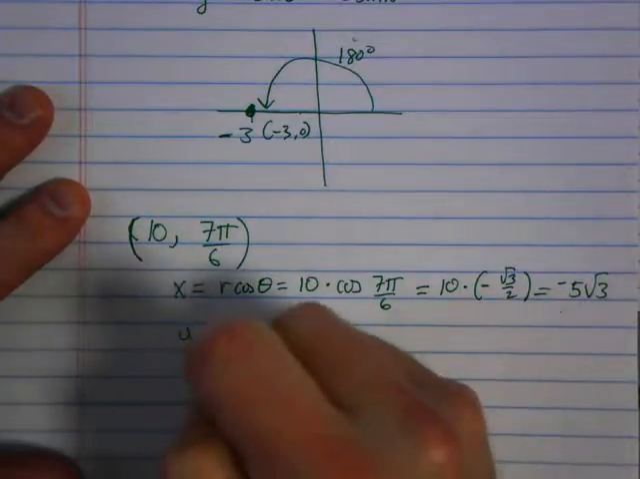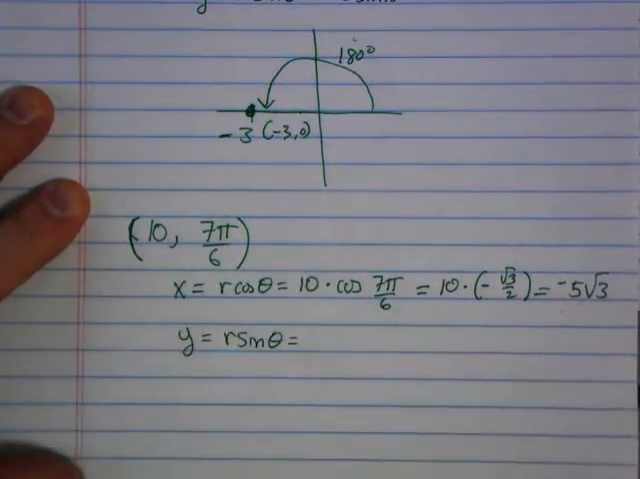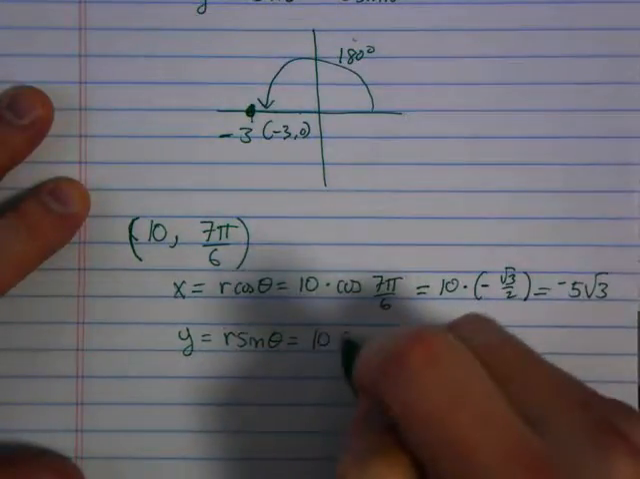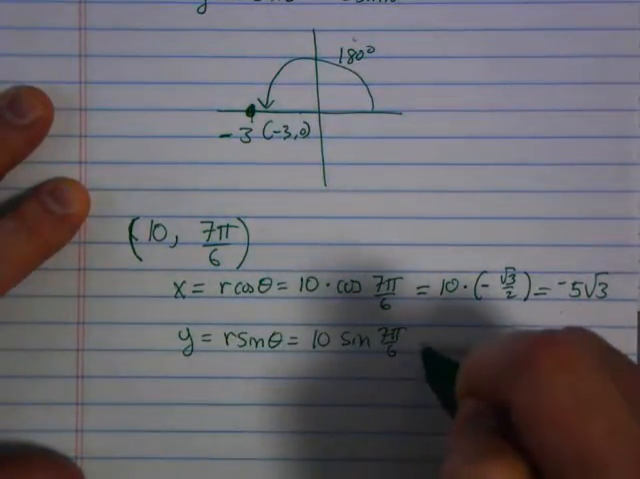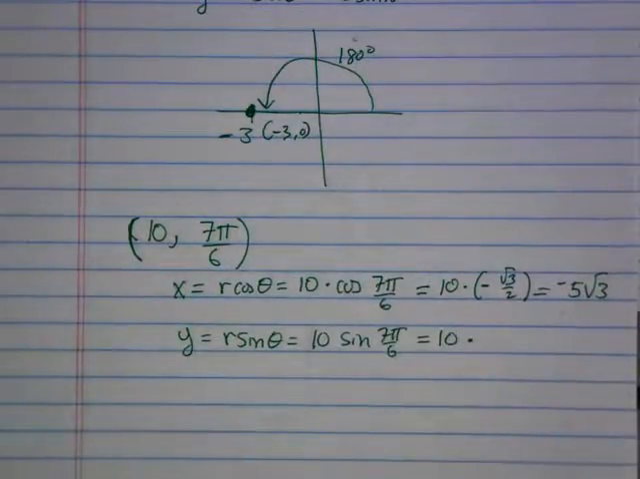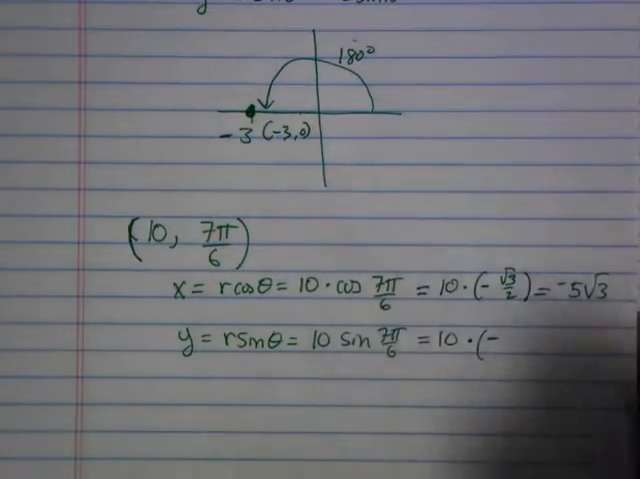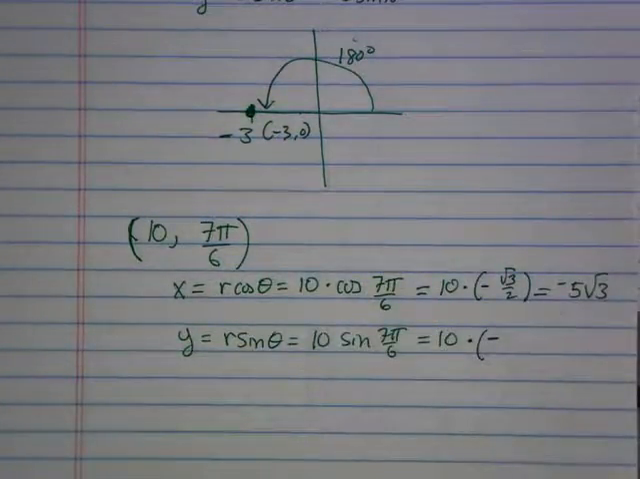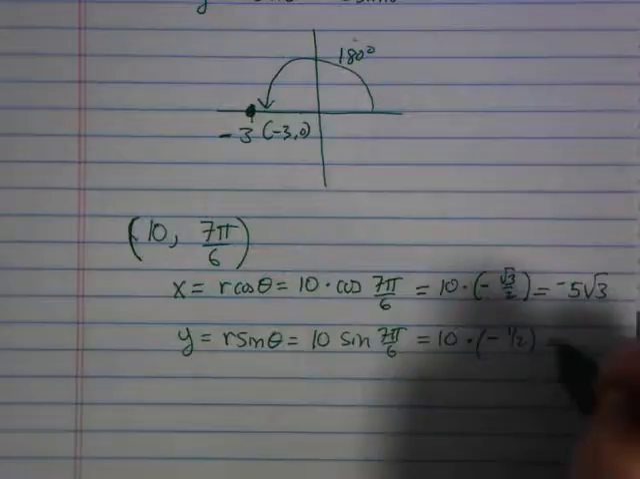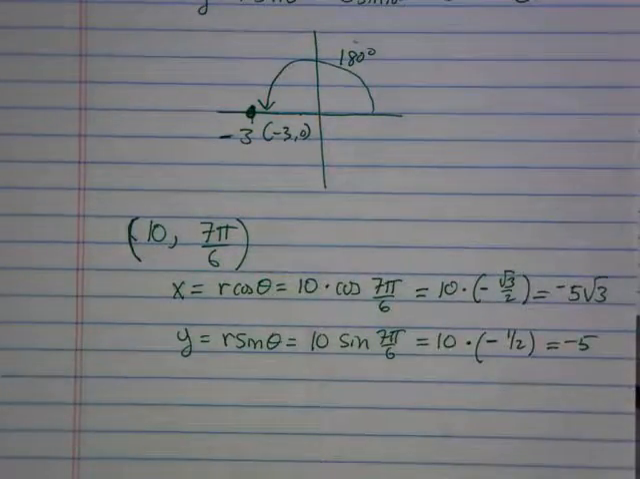And then y would be r sine theta, which is going to be 10 times sine of 7 pi over 6. 7 pi over 6 is in quadrant number 3 still, that hasn't changed. Is sine positive or negative in quadrant 3? That's negative. And the reference angle is still pi over 6. The sine of pi over 6 is 1/2. So we get negative 5 for y. Questions on that?